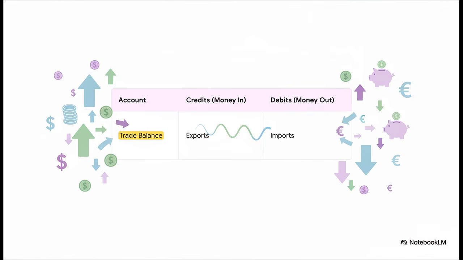So let's look at it on a ledger. When a country exports something, what happens? Foreign currency flows in to pay for it. That's a credit. And when it imports something, its own currency has to flow out to pay for it. That's a debit. This first section of our checkbook is the trade balance.